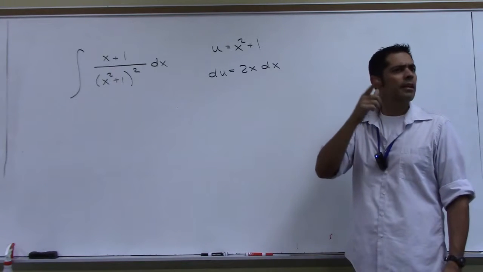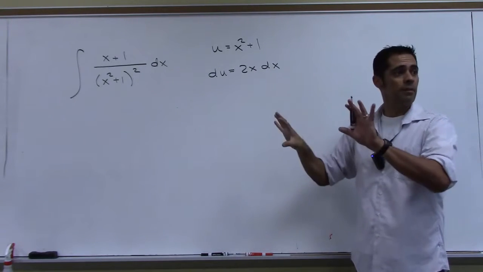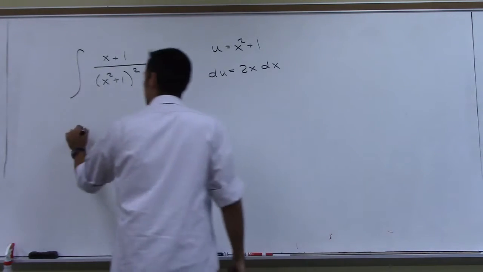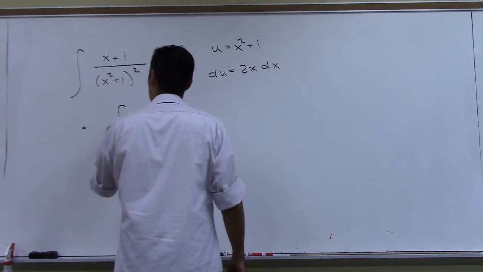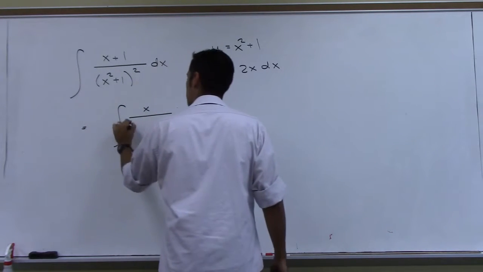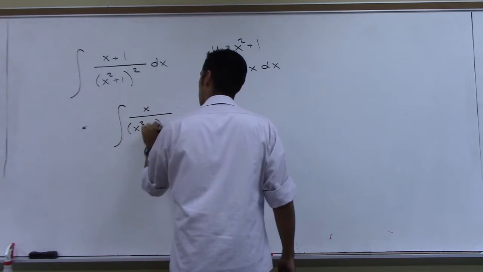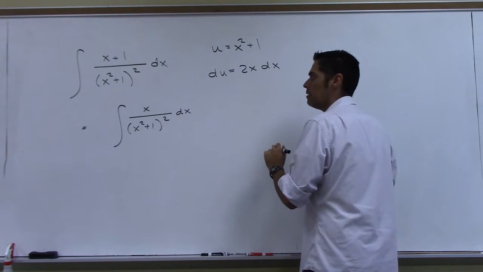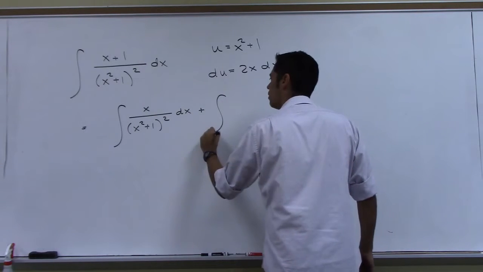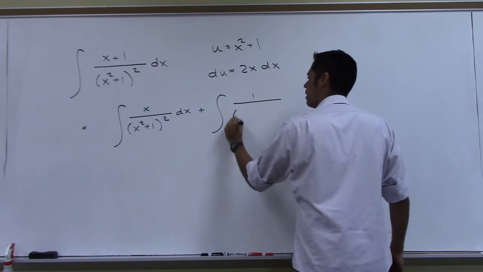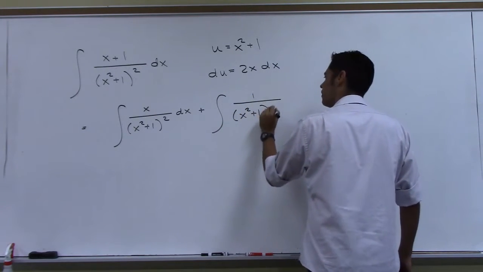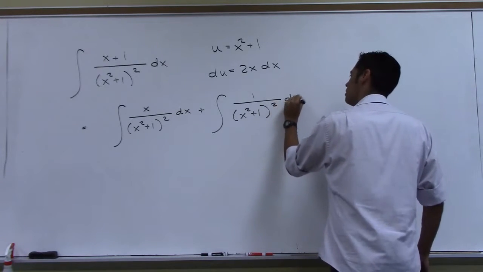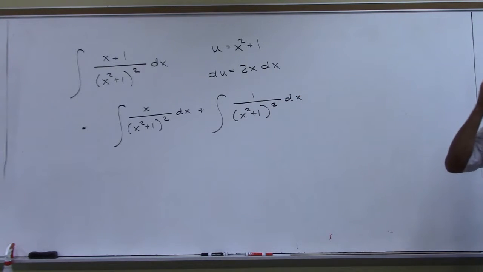Can separate. Who said that? Okay. You mean into 2 different integrals? So I could do this. I agree. We could do that. And then plus another integral, which would be 1 over x squared plus 1 squared dx. I could do that.